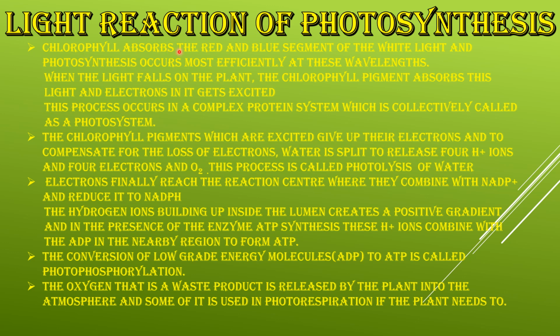Chlorophyll molecules absorb the red and blue segments of white light, and photosynthesis occurs most efficiently in these wavelengths. Chlorophyll molecules are photosynthetic molecules. When light rays fall on them, they get excited, and in this excited state they lose 1 electron and become chlorophyll ions. This is responsible for splitting of the water molecule. This is a complex protein system, which is collectively called the photosystem.